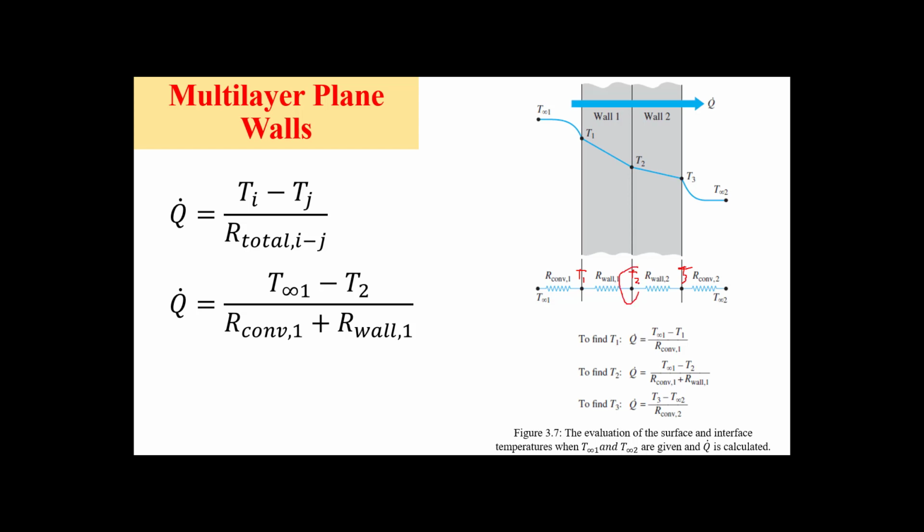So we ask about T2 here. We can reach T2 from this direction or from the other direction. If we come from this direction, this is the equation. We know Q1. This direction will start with T infinity 1 minus T2. Here is T2. Between T infinity 1 and T2, how many resistances do we have? Two resistances, both in series, so we'll add them.